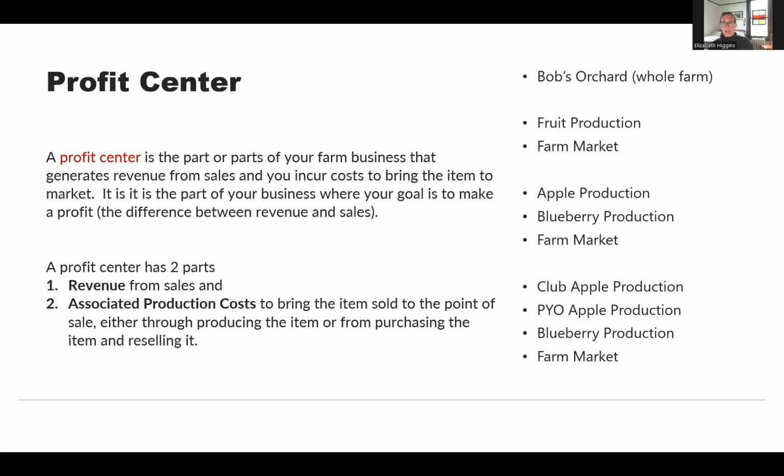A lot of it will depend on what you want to analyze and the level of detail that you want to go into, as far as dialing in on the profitability of specific pieces of your farm. So Bob's Orchard, the entire orchard enterprise, can be a profit center, right? Even if it has multiple different things going on, because you have the orchard products that you sell, and then you have all of those costs to bring the orchard products to sales.